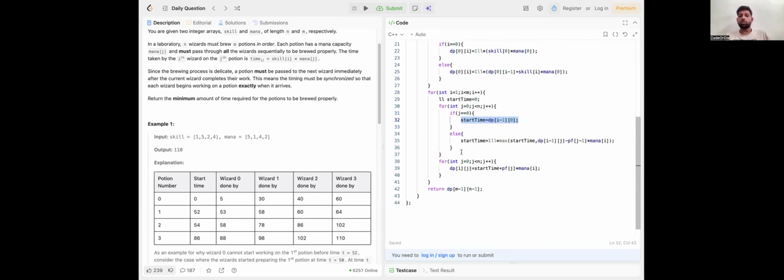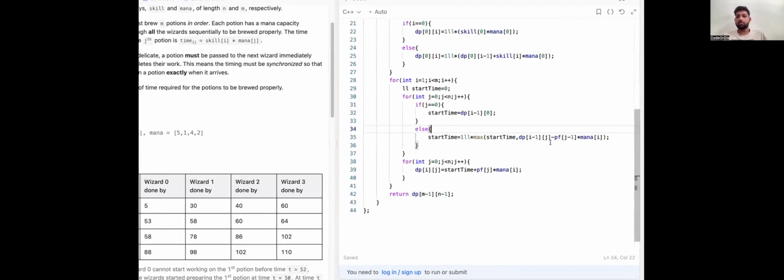So how? When my j is not equal to 0, start time is equal to max of start time comma this. What if this guy's start time is demanding some extra time? That's why I'm checking max of this comma this. So dp of I minus 1 j minus prefix of j minus 1 into mana I, I think I just explained this. If you want, I can explain it again. It's nothing but how much time this jth guy took to complete the previous portion. So you are considering this as your start time, but we want to calculate the start time of this portion for the zeroth guy, so I will just subtract this. If this was the start time of the jth guy, then this will be the start time of the zeroth guy for this current portion. I think there's no doubt in this.